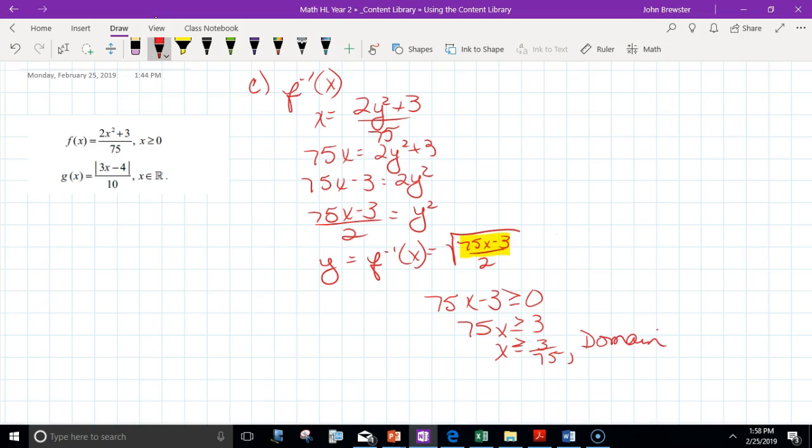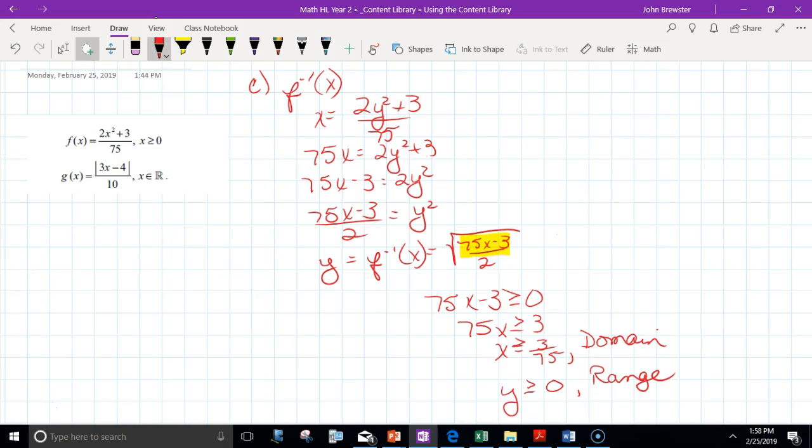Now the range is the type of answers you get, and think again, you've got a square root, so all the answers have to be positive. And can we get a 0 as an answer? Sure, if the numerator equals 0, which it can, so y is greater than or equal to 0 is the range. And that's the end of part C.